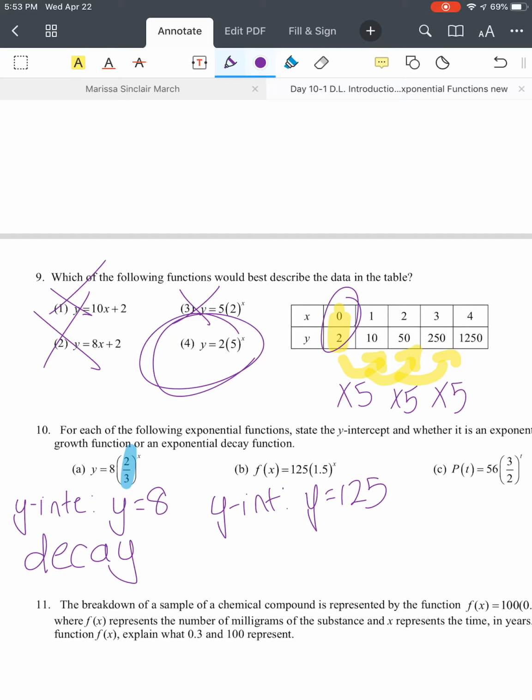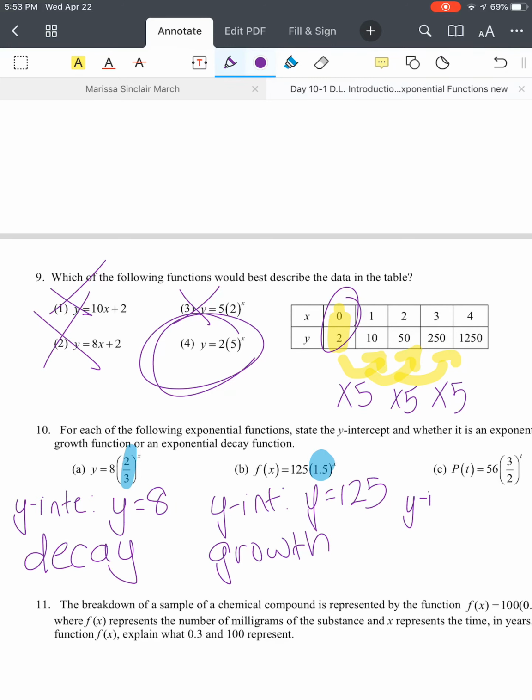Okay, the second one, the y-intercept, is 125. This crosses the y-axis not until 125. And I know that this is growth. And the reason I know it's growth is because the number in the parenthesis is greater than 1. 1.5 is greater than 1.